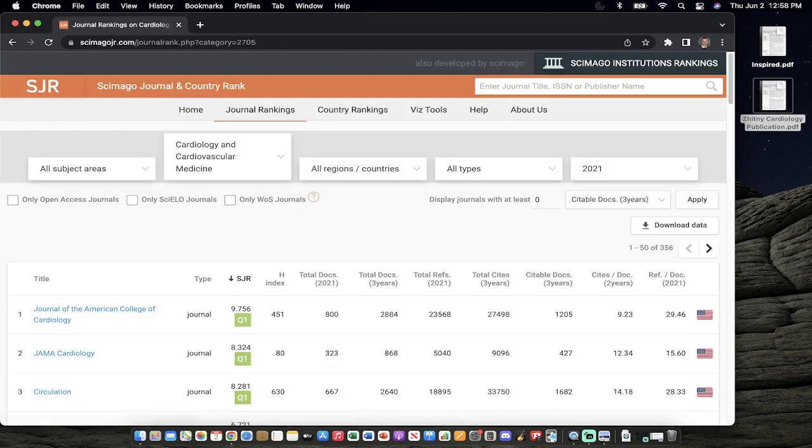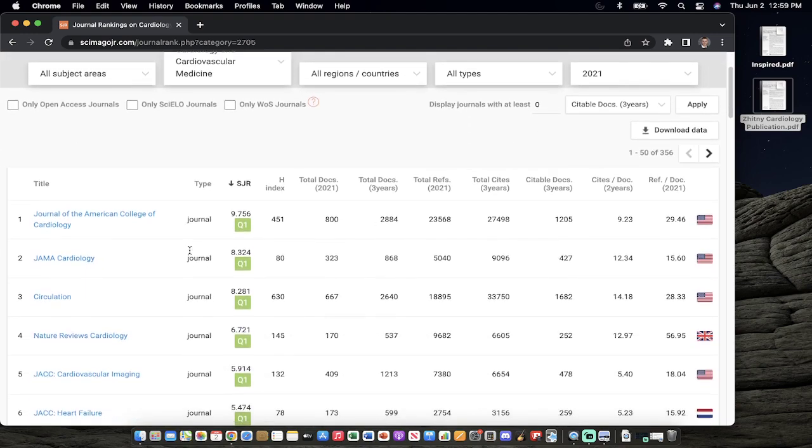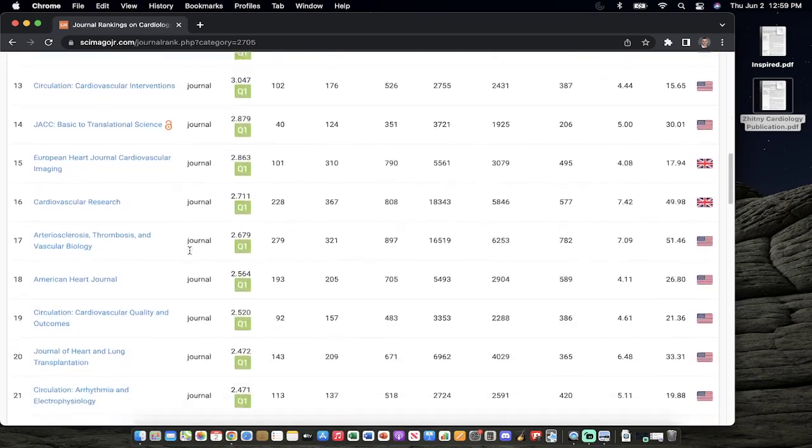What you do is you go to this website, and short of showing the rankings for these journals, this is also super helpful because you get to see the different types of journals that they have for the specific field. In this instance, it is the journals for cardiology and how many individuals publish in it.